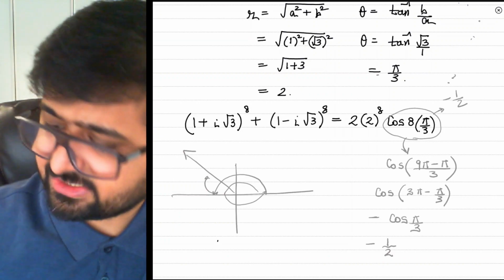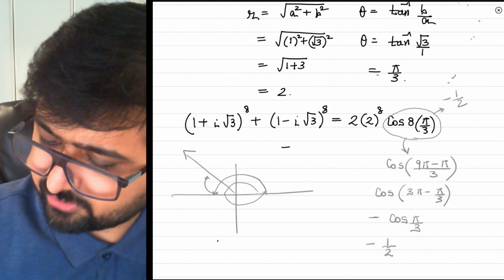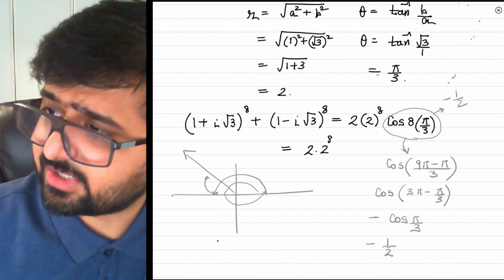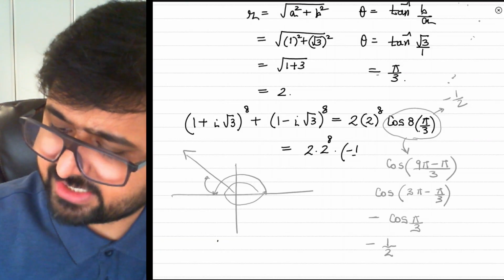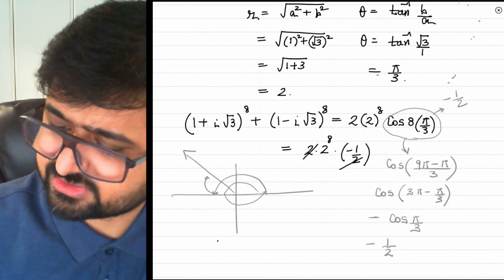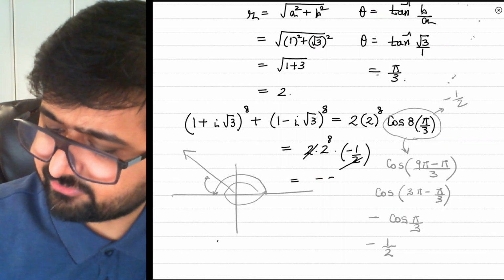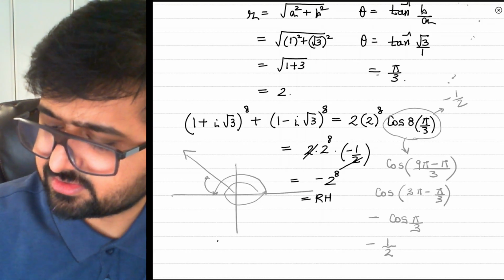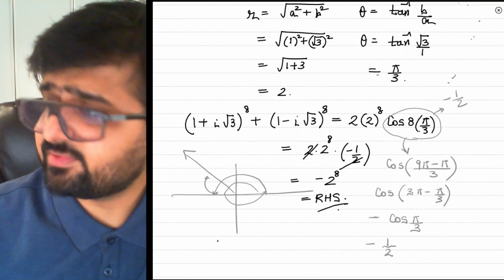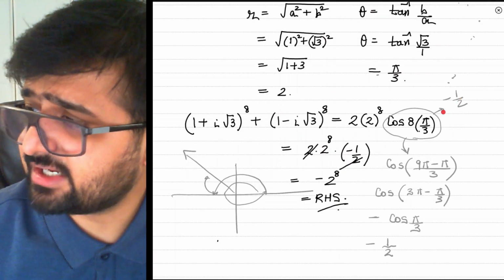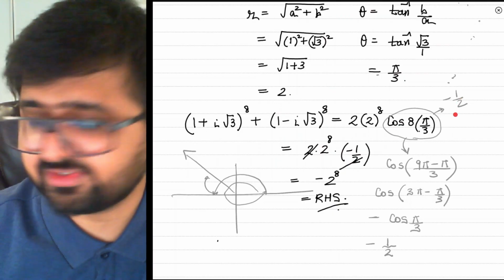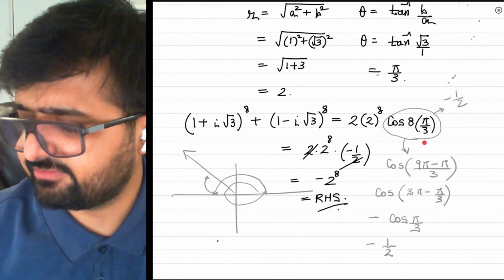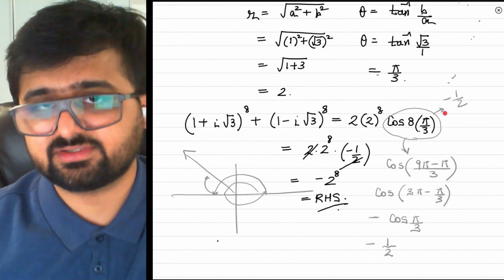If that value is minus half, your final result will be 2 times 2 to the power 8 times minus half. So this 2 and this 2 will get cancelled, and you will be left with minus 2 to the power 8, which is your right hand side. Now remember that minus half, you can also calculate using a calculator. You don't have to follow this, which is why I have it in a different color. You can directly use your calculator to calculate.